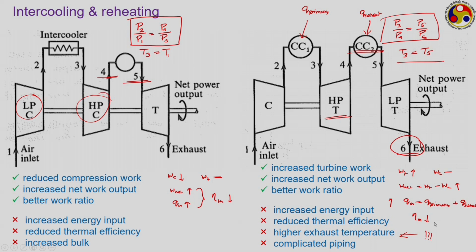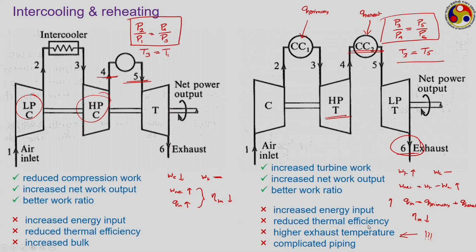And of course, we have additional space requirement because of the additional combustion chamber and additional stages of turbine and more complicated piping arrangement. But compared to the intercooling, reheating generally requires less space because we may use the same combustion chamber, that is CC1 and CC2 may be at the same temperature, only additional piping will be required for this, whereas in case of intercooling we need a separate heat exchanger.